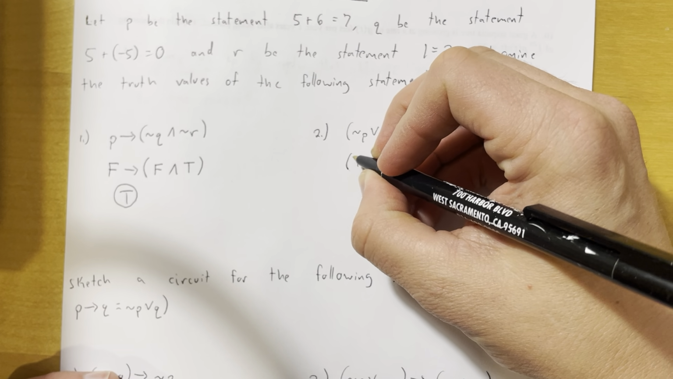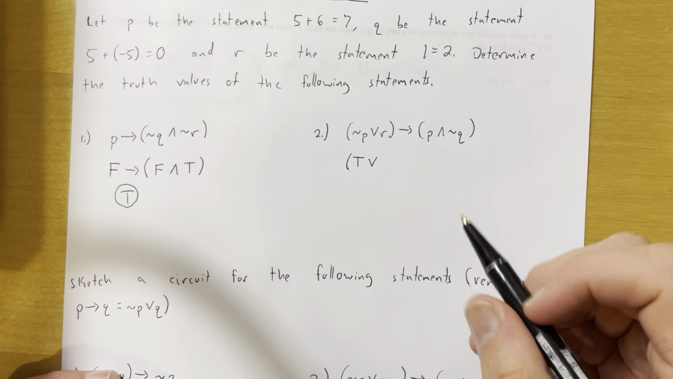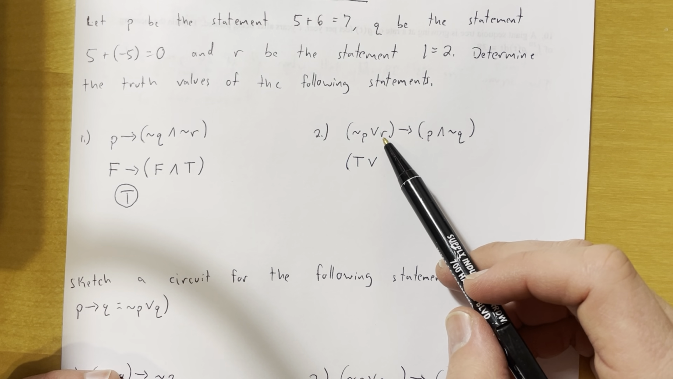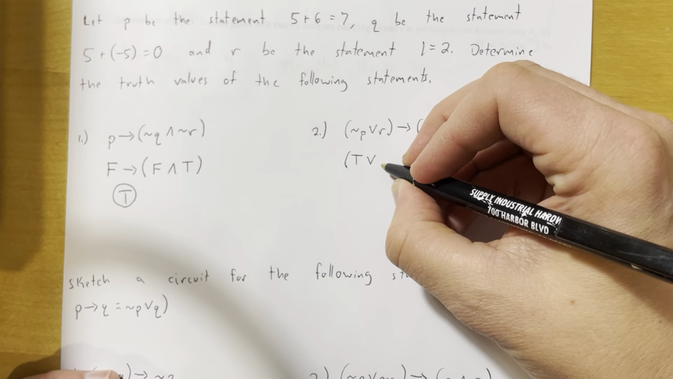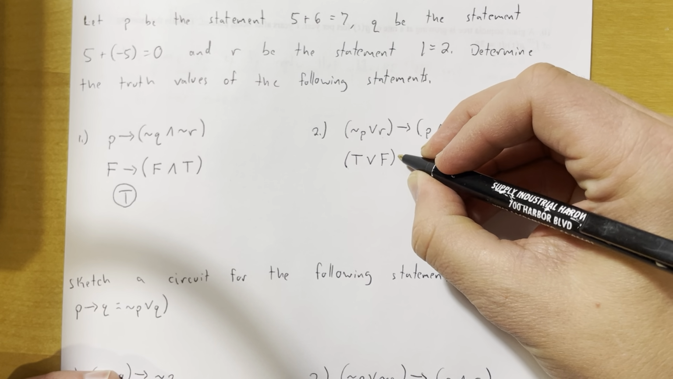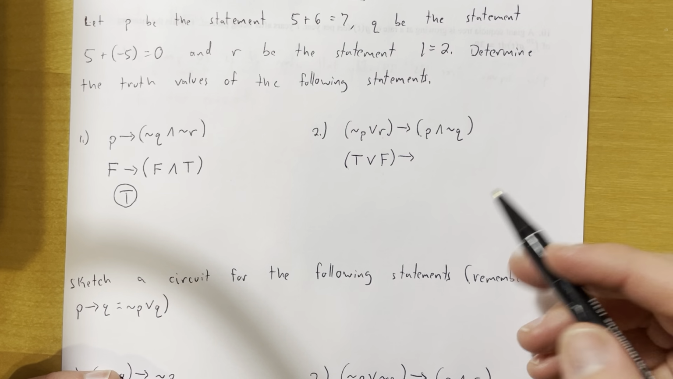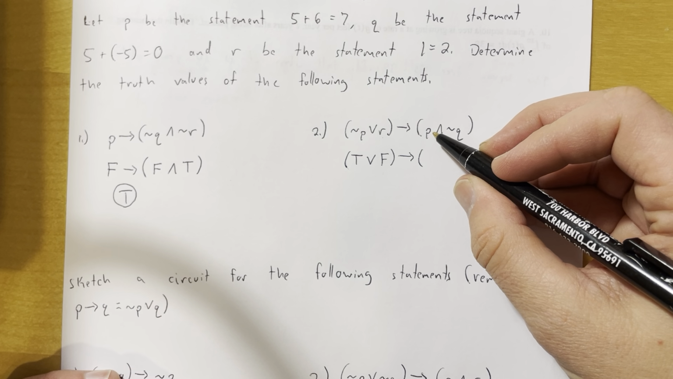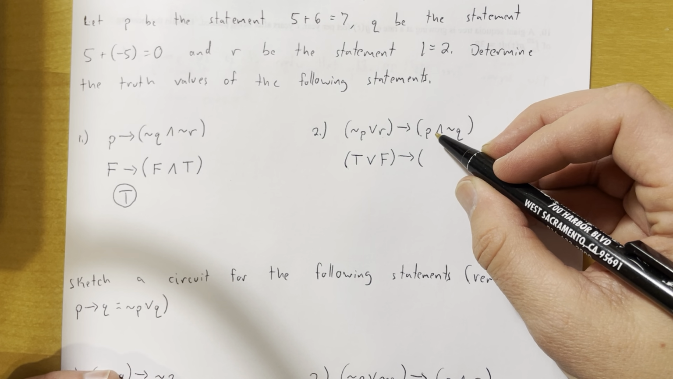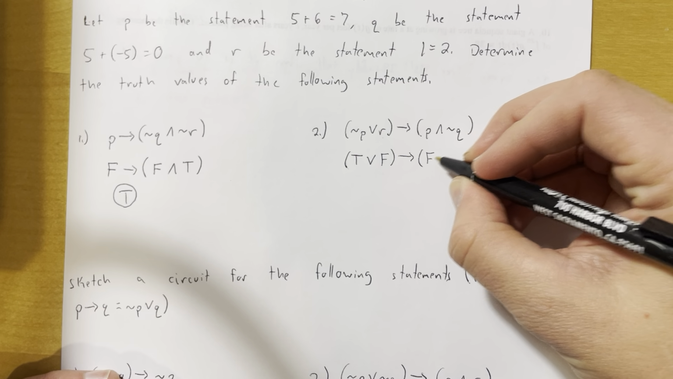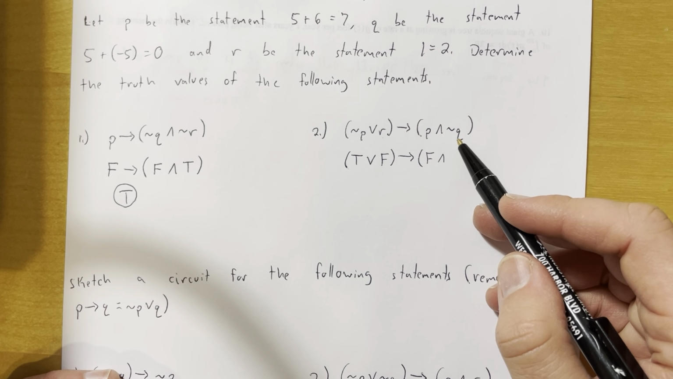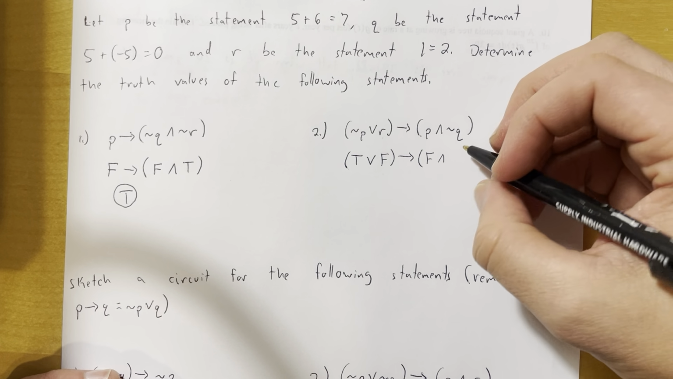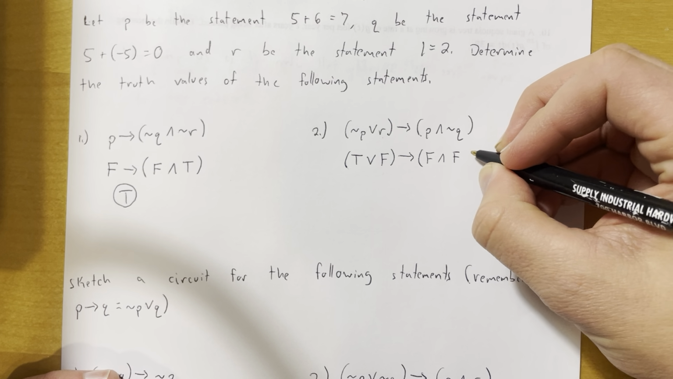So here what we have is "true or R was a false statement," so true or false is what I have written here. Implies what? P and not Q. So P is false, so I'm going to put false here. And not Q. Q was true, so not Q must also be false.